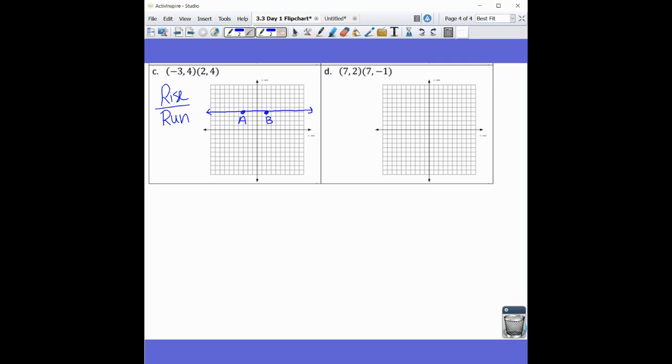My vertical change. Caroline? 0. So from A to B, I didn't move up or down at all. They're on the same level. So my vertical change is 0. What's my horizontal change from A to B? That's your 5. So you're moving 5 to the right, which is a positive 5. What is 0 divided by 5? 0. So if you have a horizontal line, you always have a slope of 0 because there's no vertical change. Not moving up or down at all.